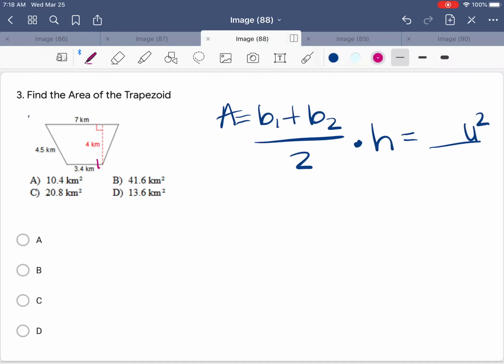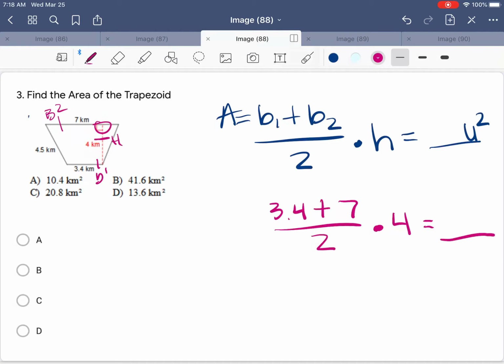So this can be my base 1, my base 2, and because there's a right angle there, I know this is my height. So let's take my base 1, 3.4, and add it to my base 2, which is 7. Divide both of those by 2. And then I will times that by the height, which is 4. And then that will give me whatever my answer is. And again, it's in kilometers squared.